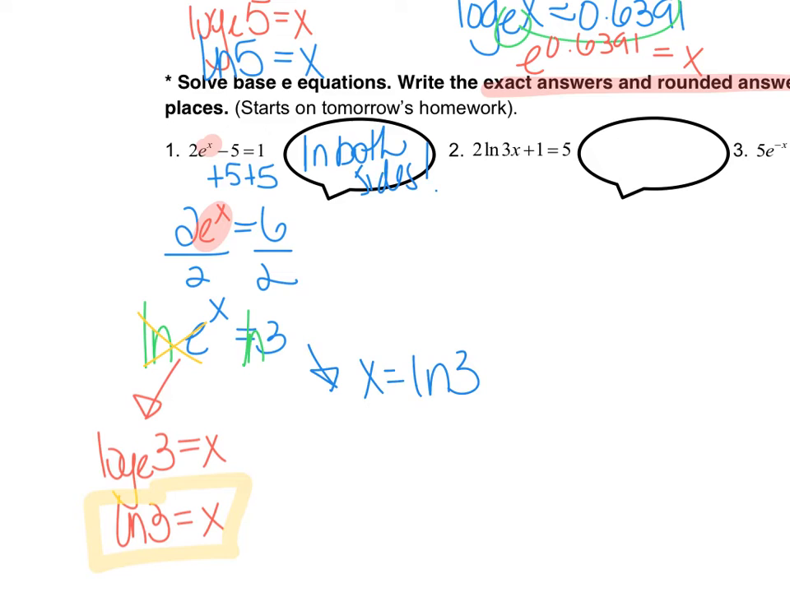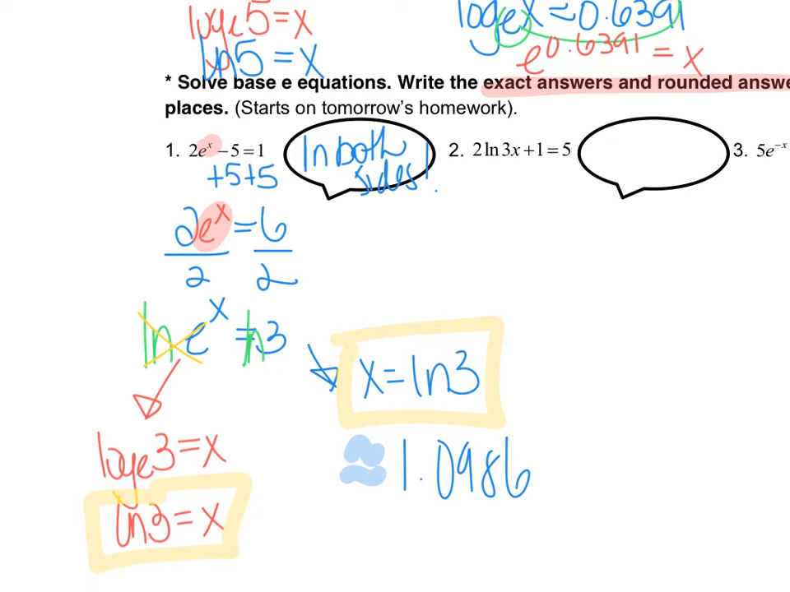Okay, and notice I got the same exact answer. And this is known as the exact solution. And to find the rounded answer, we're going to plug that into our calculators and get 1.0986.